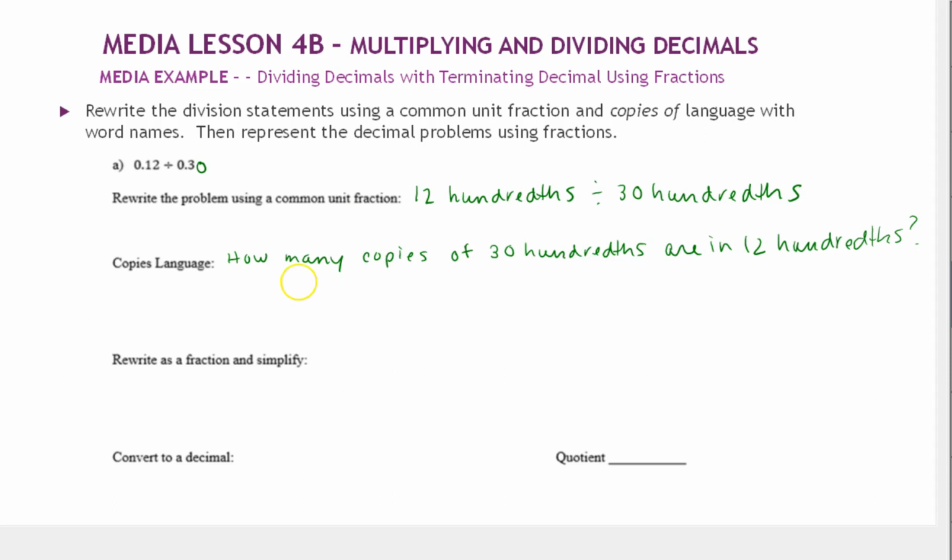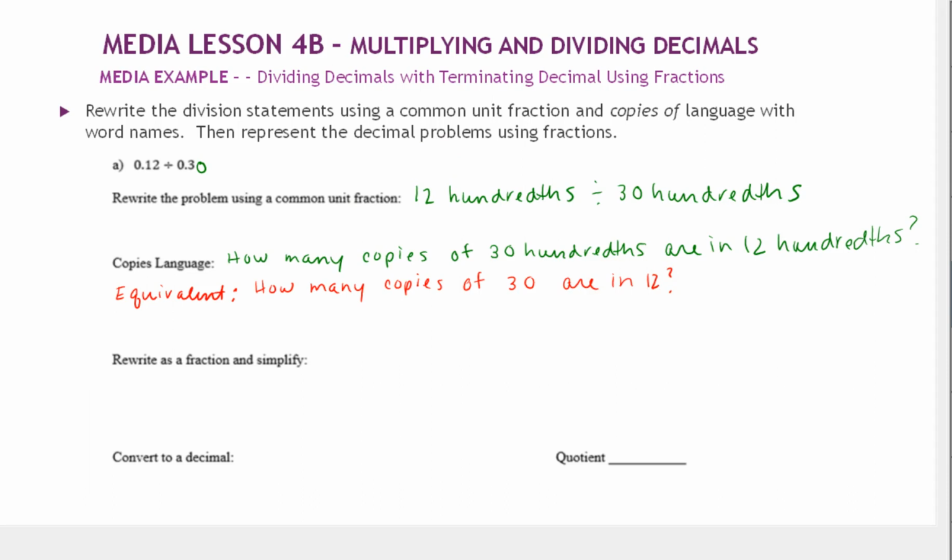Now, we saw in the last video, we're going to rewrite this in an equivalent form in copies language. So I'll write this is equivalent to. Okay. So remember, if we have the same unit fractions, then we don't really need to consider the unit. We can just think of these as ones. So this is equivalent to how many copies of 30 are in 12.